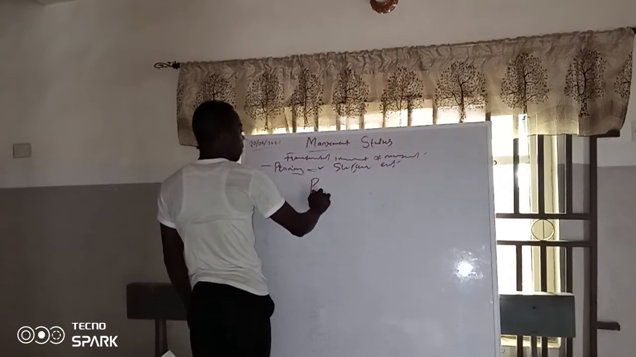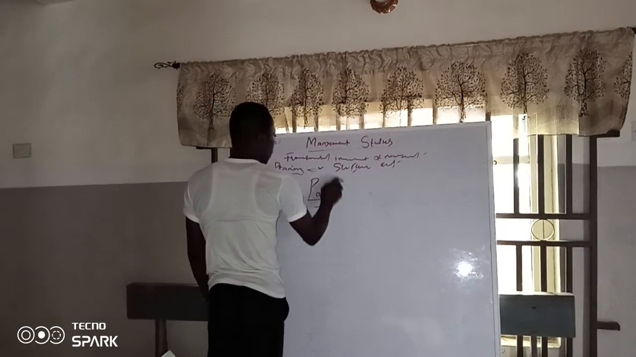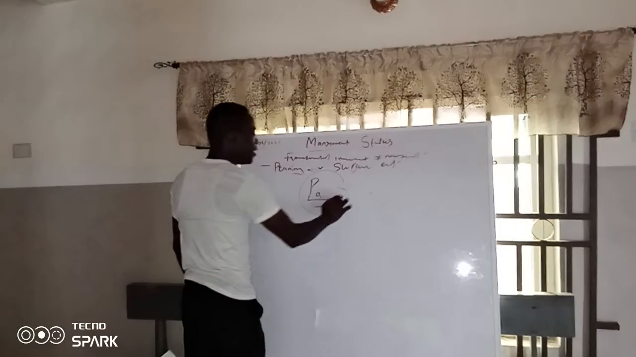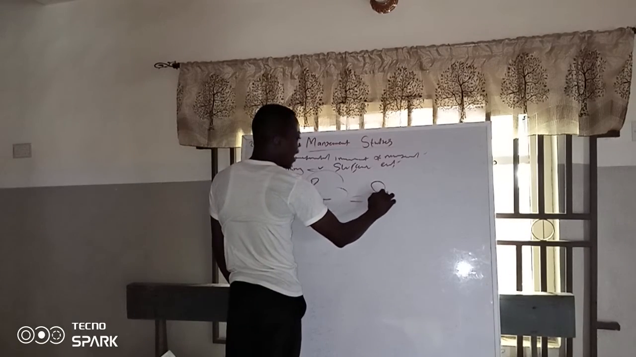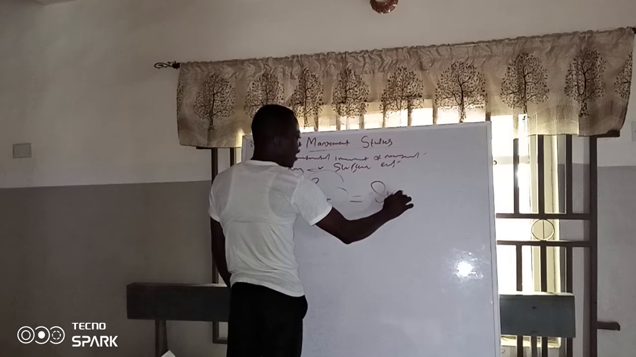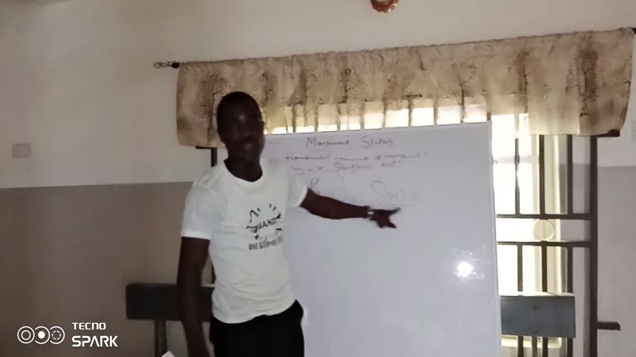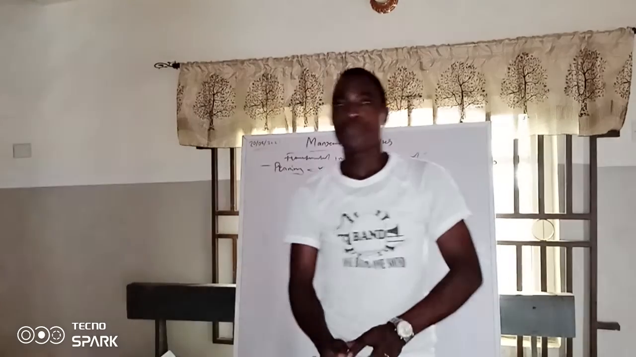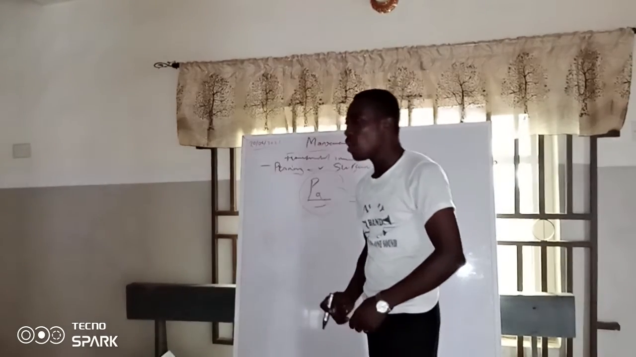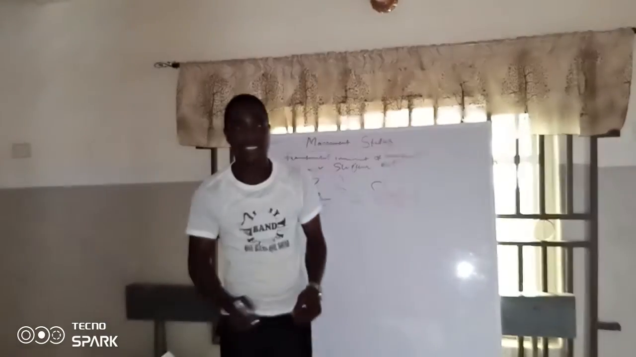Plan appropriately. PA is equal to successful ends. Plan appropriately is equal to successful ends. PA is equal to SE. When you plan well, you have successful ends.